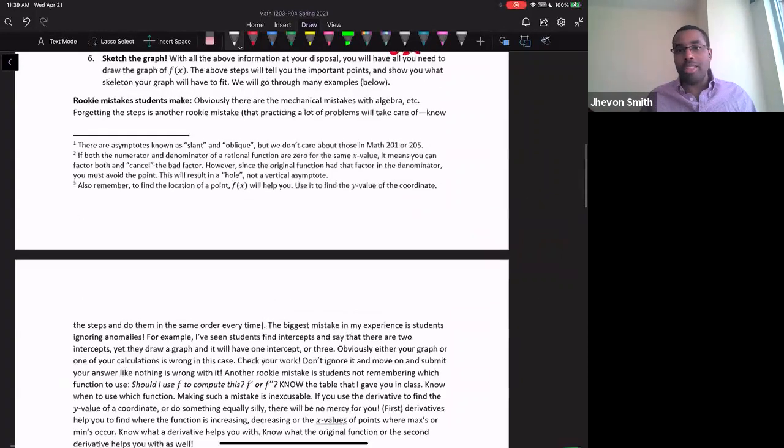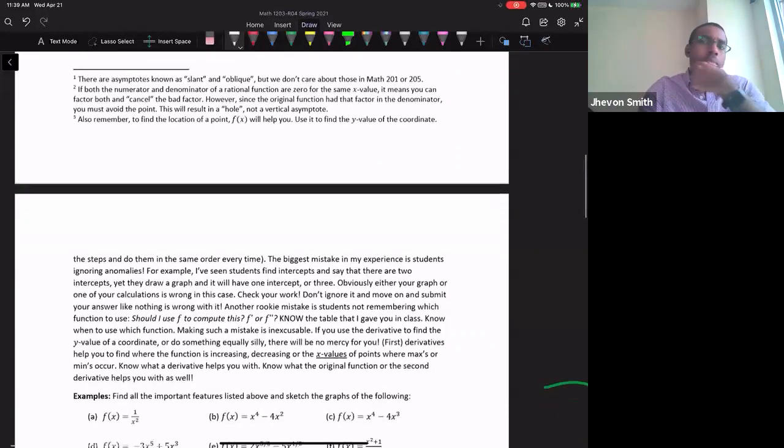Some rookie mistakes that students make is not knowing what derivative applies to what. So you should remember to find points on the graph, you always use the original function. To find where it's increasing, decreasing, maximums or minimums, you use the first derivative. To find where it's concave up or concave down or where there are inflection points, you use the second derivative. One thing that would cause students to mess up a lot of times is just not knowing. They might use f prime to find a coordinate, which they shouldn't be doing.